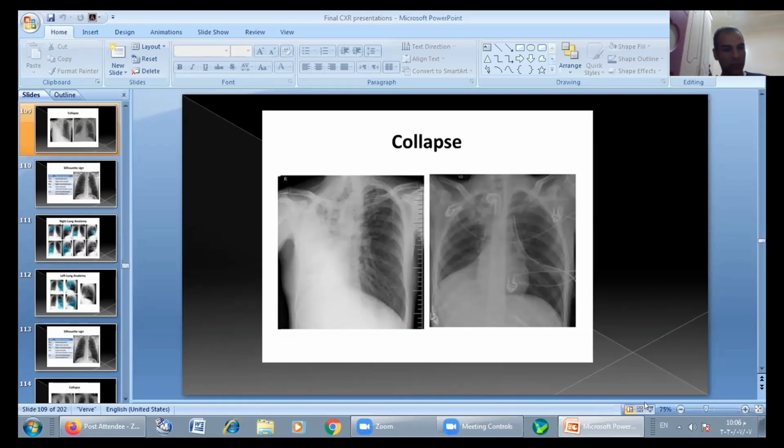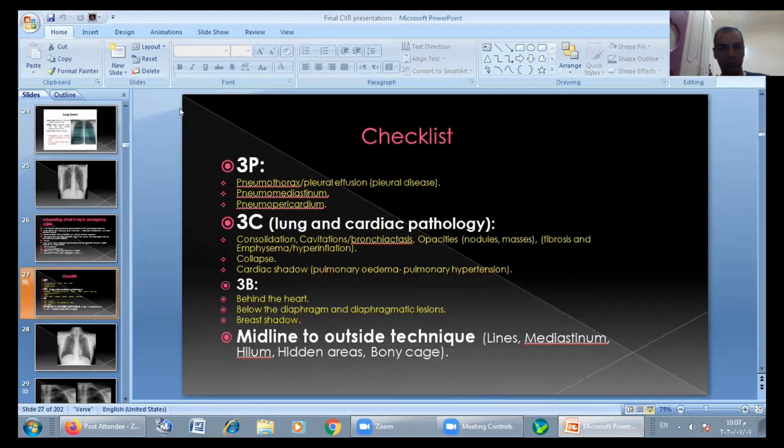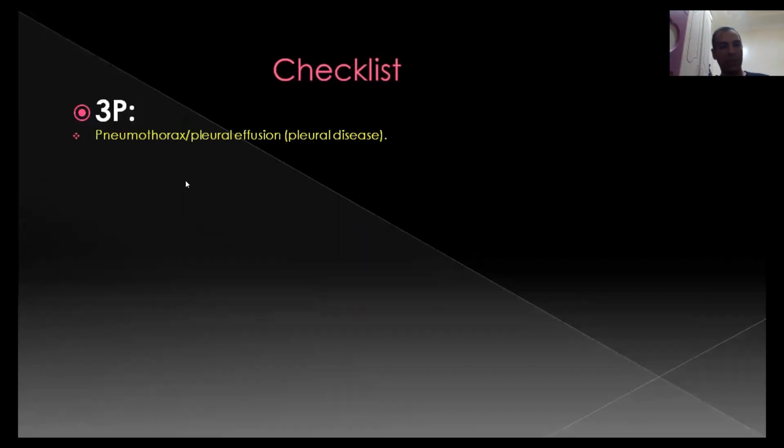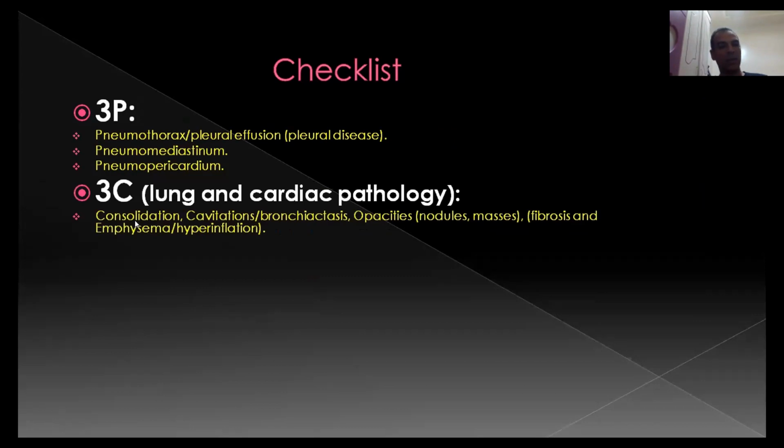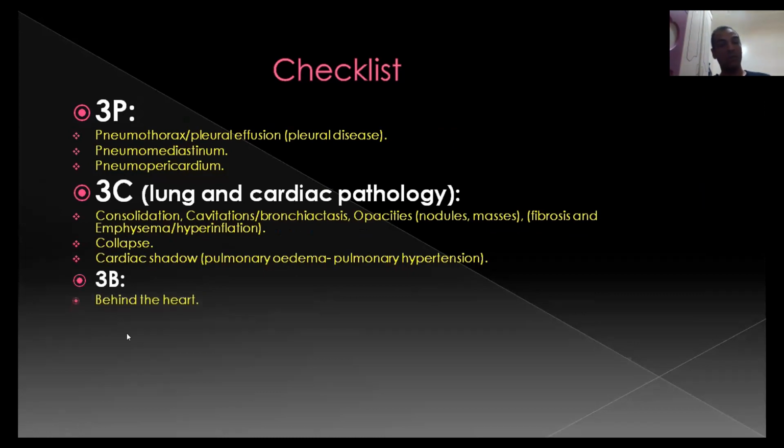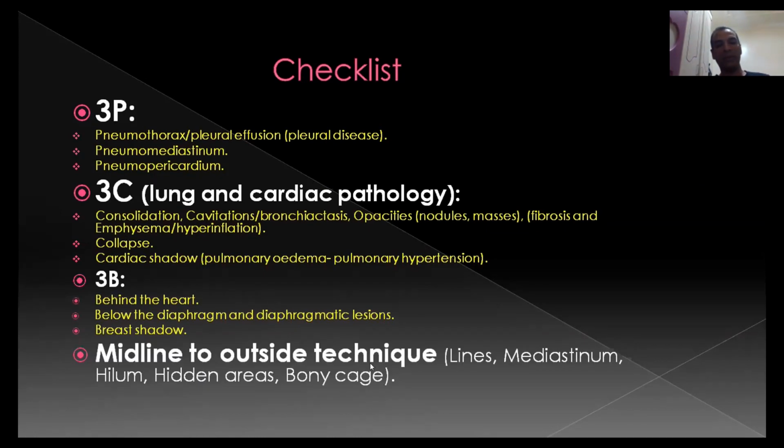To be clear, we have now finished part of the checklist. Our checklist is 3B. We finished the pneumothorax and pleural effusion, pneumomediastinum, pneumopericardium, and we shifted to the lung, 3C, including consolidation, cavitations, bronchiectasis, opacities, nodules and masses, fibrosis, and emphysema. Next session, inshallah, we will discuss how to identify collapse, cardiac shadow, behind the heart, below the diaphragm, breast shadow, and we will go midline to outside technique, including lines, mediastinum, hilum, hidden areas, and conication.